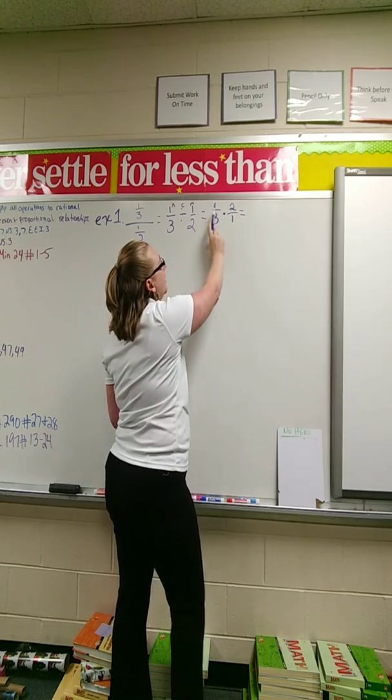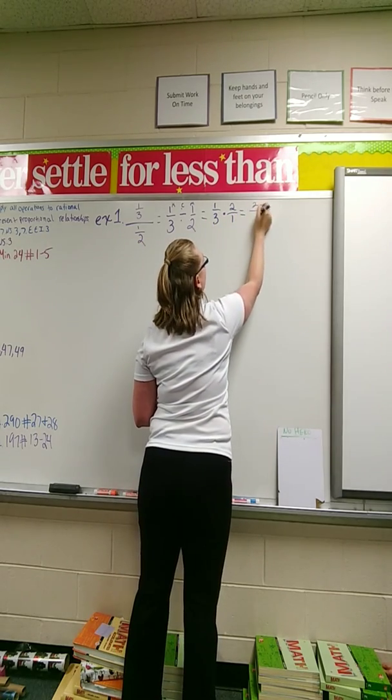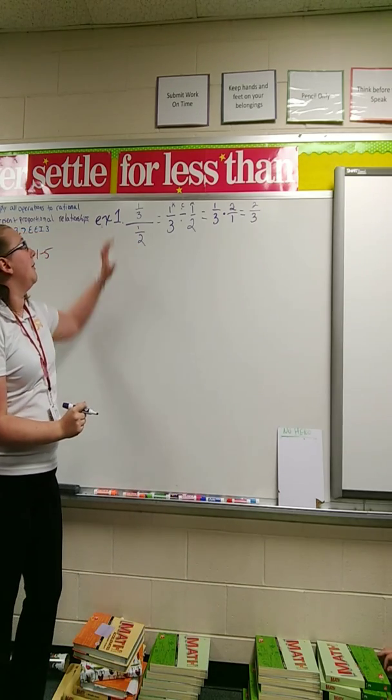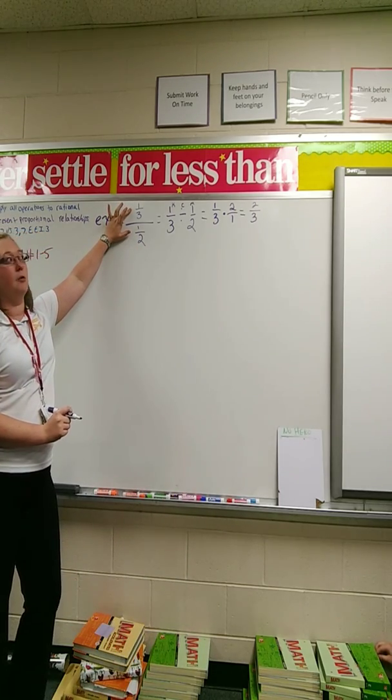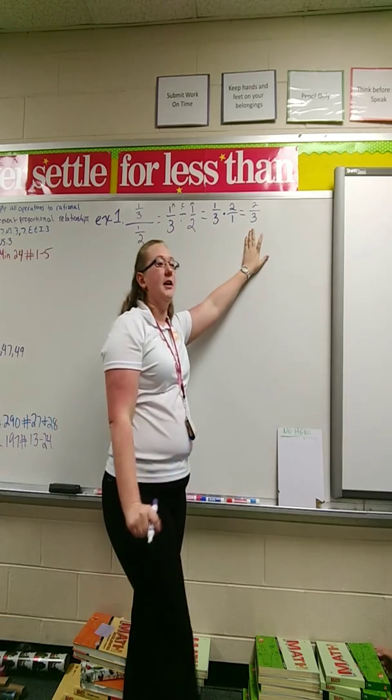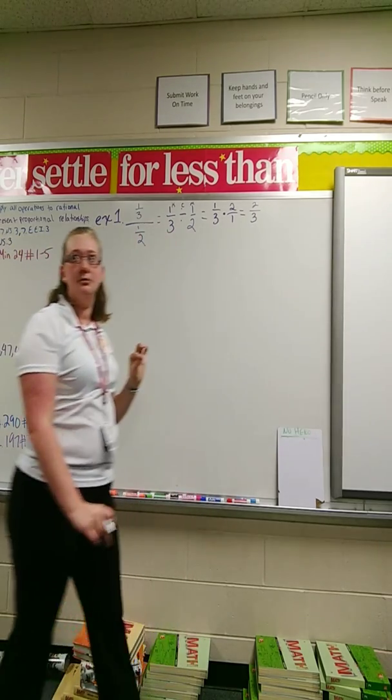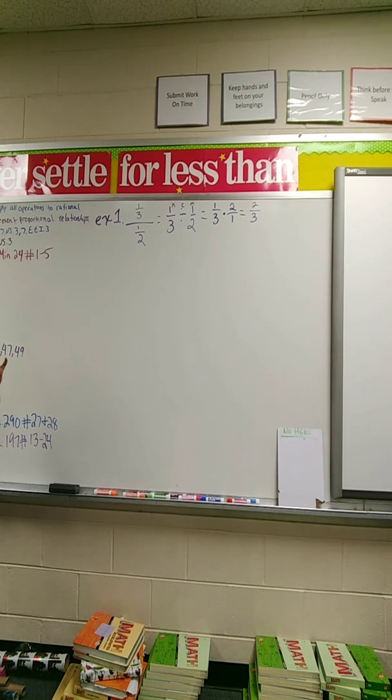Okay. 1 times 2 is 2. 3 times 1 is 3 because we multiply straight across. So if we simplify 1/3 over 1/2, that simplifies to be 2/3. Questions? No. That's all we have to do.